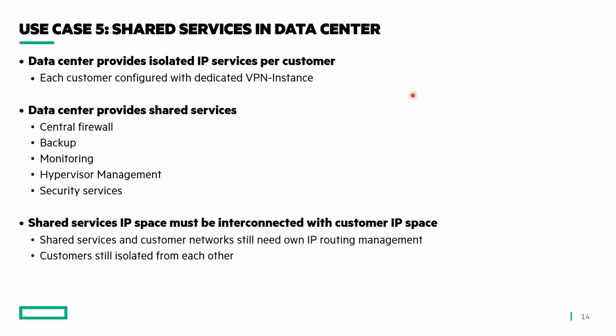Use case 5, shared services in a data center. You might have a shared firewall, backup, monitoring station, and so on. You might want to allow some sort of communication between these shared resources and some other elements, in a controlled manner, if you like. And then in this case, you are able to control the traffic and which traffic can reach where, basically, based on your capabilities.